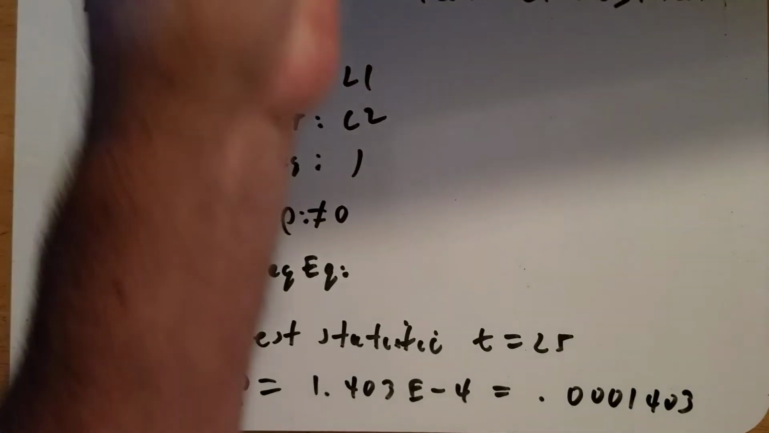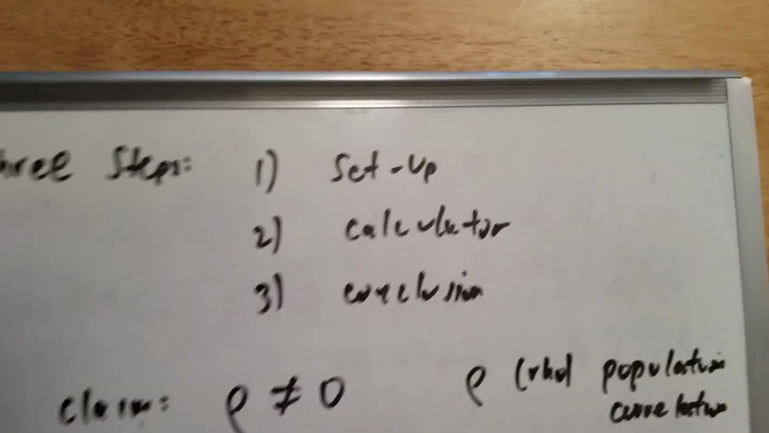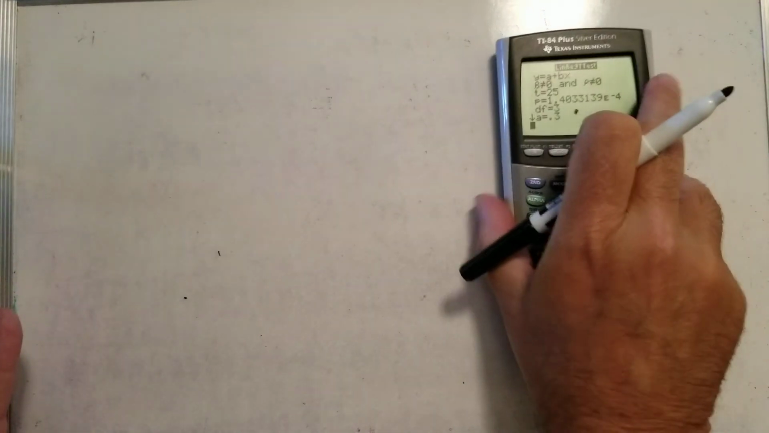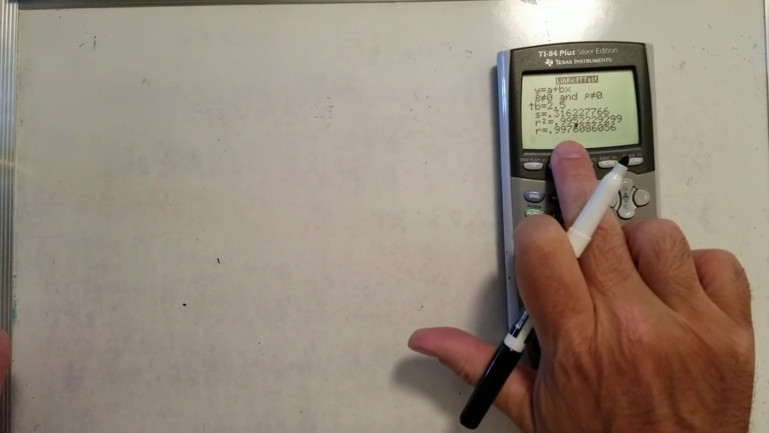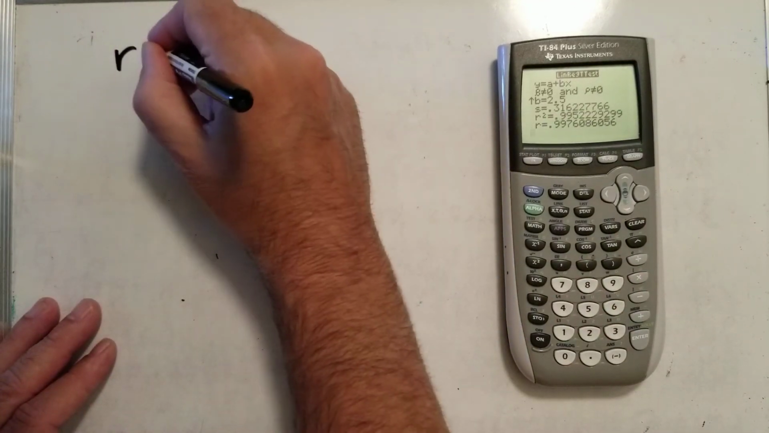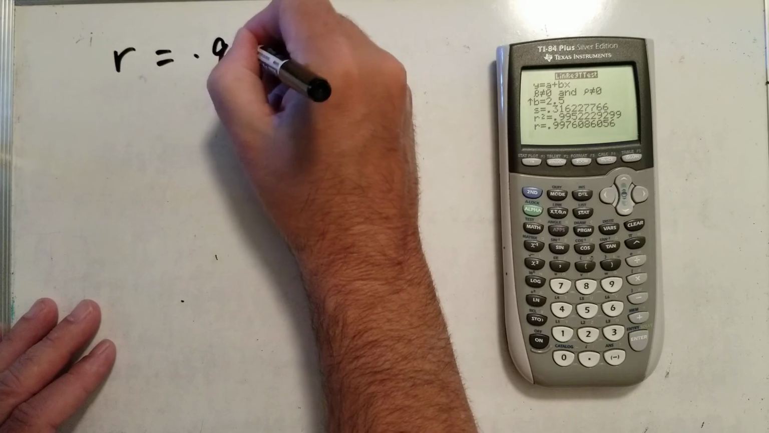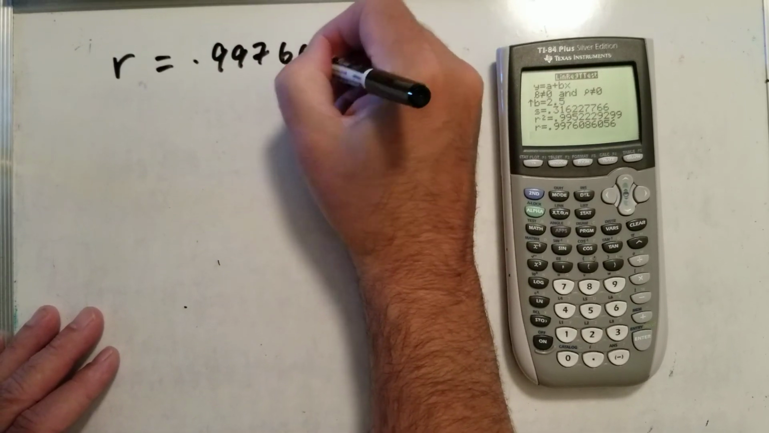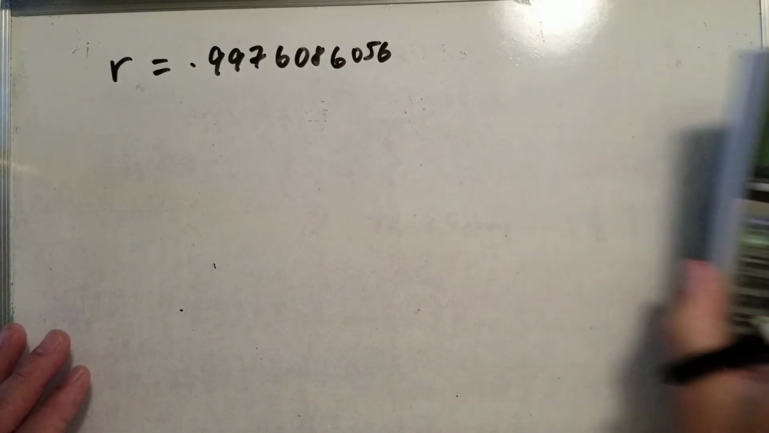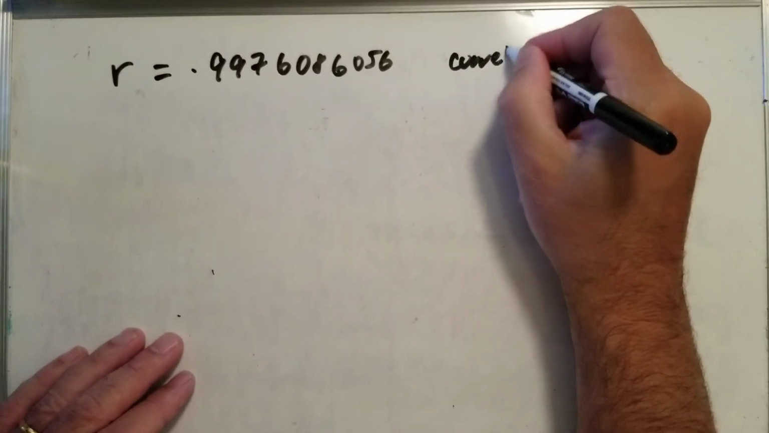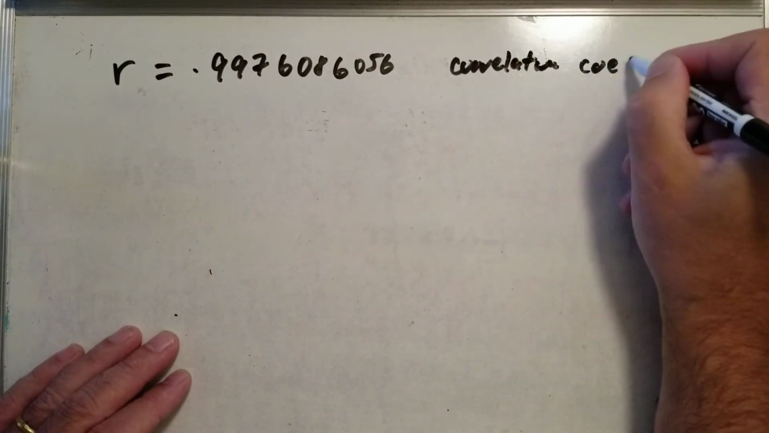And as usual, we can now draw our conclusion. Oh, one more thing about this. I think in the homework they're going to ask you for the correlation coefficient, which the calculator also gives you. If you arrow down, it's this r. See that 0.997? That's very close to 1. r is 0.9976056. I'm sure they'll ask you to round that off in the homework, but that's the correlation coefficient, which is close to 1.